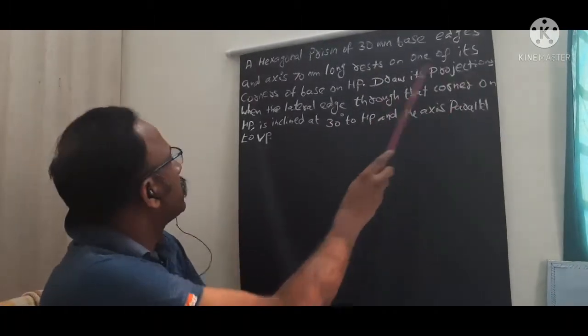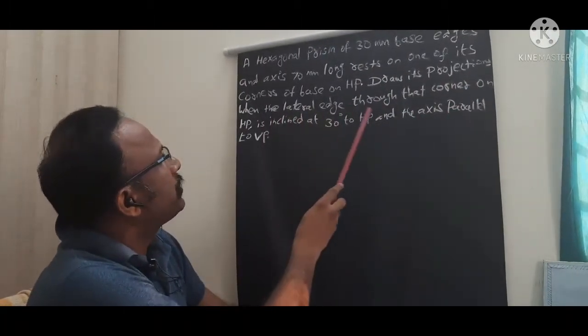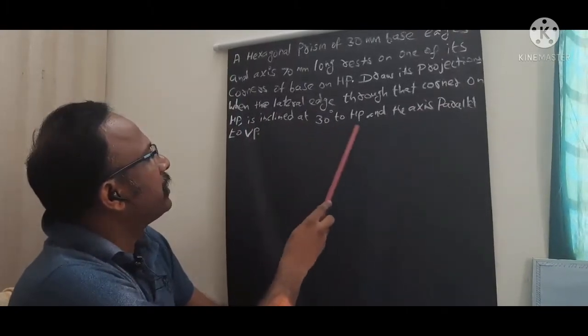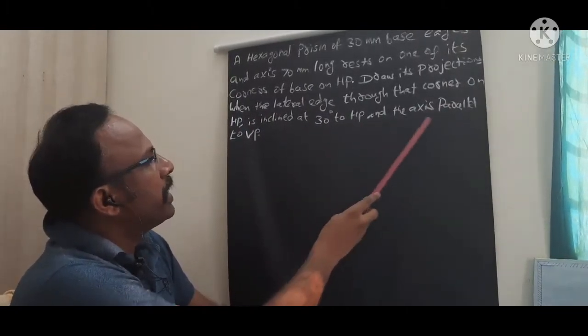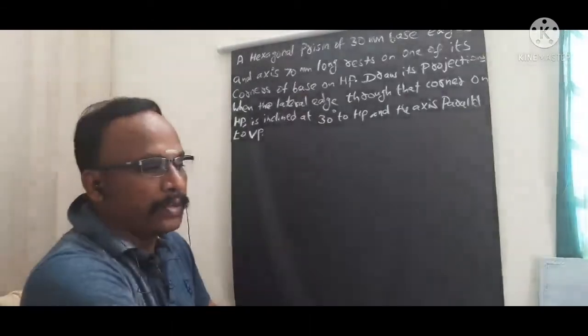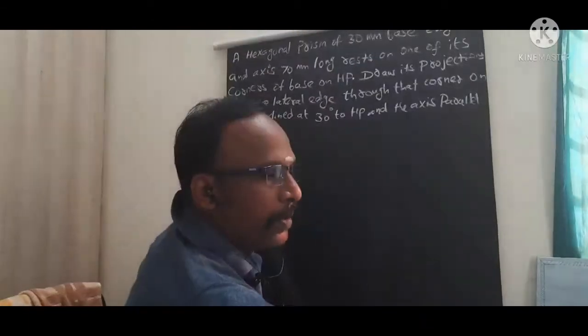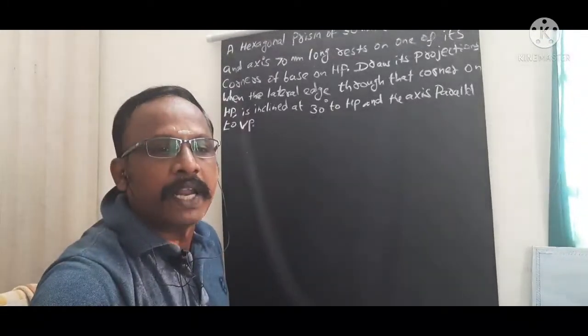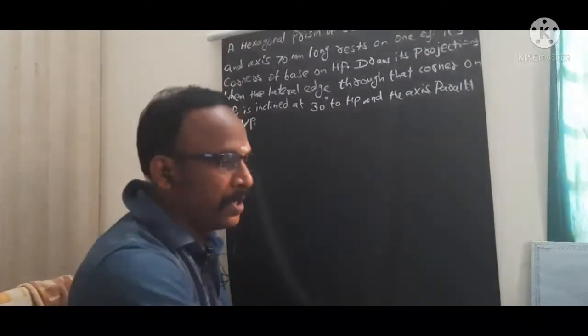Draw its projections when the lateral edge through that corner on HP is inclined at 30 degrees to HP and the axis parallel to VP. So this is the problem given. We need to understand what the parameters given in this particular problem are.